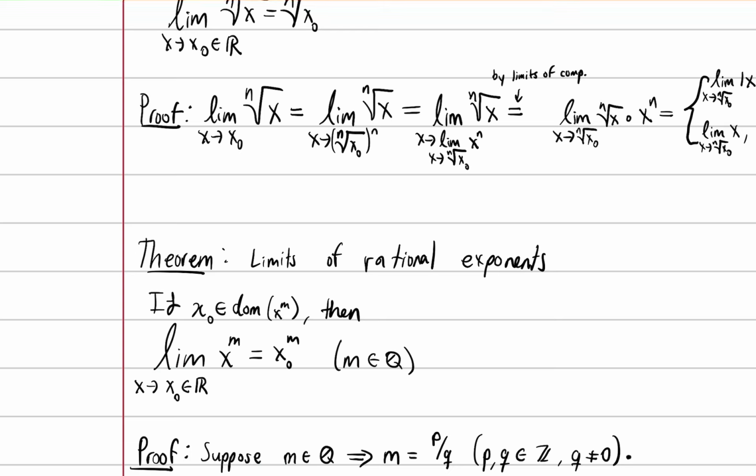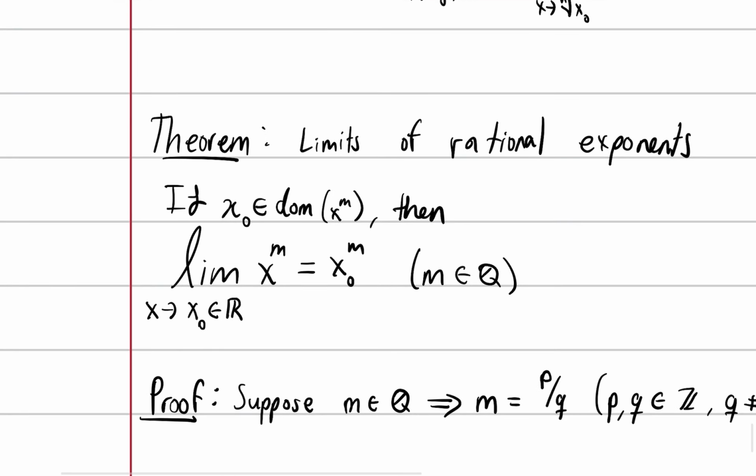And what is any number to the power of a fraction? We already have the case for monomials. We already have the case for radicals. So let's combine the two. So, the theorem: if x naught is part of the domain of x to the power of m, then the limit of x to the m as x approaches x naught is equal to x naught to the m, and m is just a rational number.